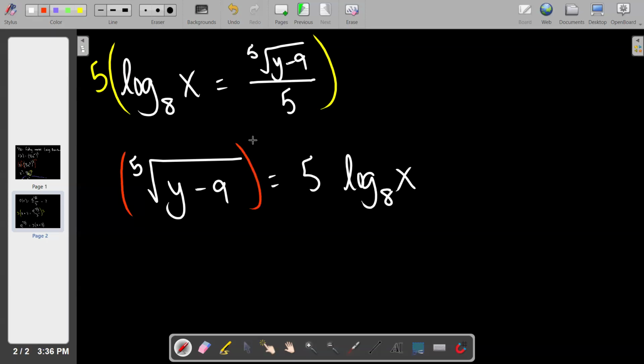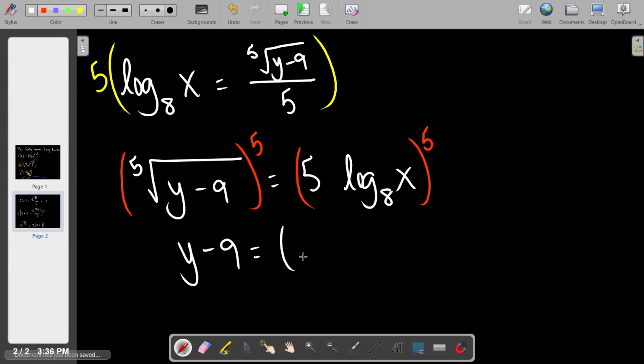Right. So we're going to raise both sides to the power of 5 like this. And then these 5s over here are going to cancel out. And the y and the minus 9 are now free to move about the cabin, right? I did not add the 9 because I didn't want to just yet. I wanted to talk to you a little bit. So we're going to wind up with 5 log base 8 of x raised to the power of 5. There's no way that whoever wrote this problem wants you to put 3,125. I can't imagine that they do.